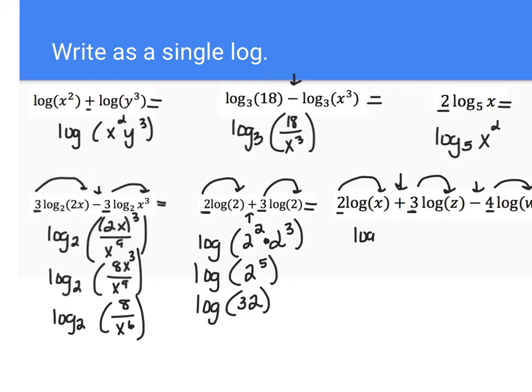So as I write this as a single log, it's going to be x squared z cubed in the numerator divided by w to the 4th. Again, the coefficient goes to the power, addition implies multiplication, subtraction implies a quotient when we write it as a single log. Now there is nothing I can do here to simplify.